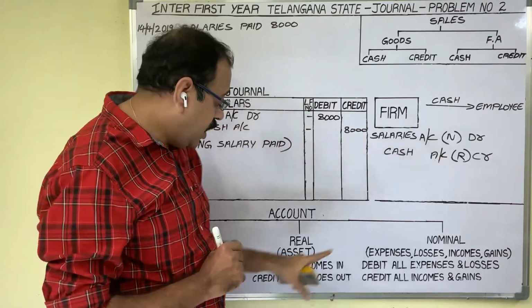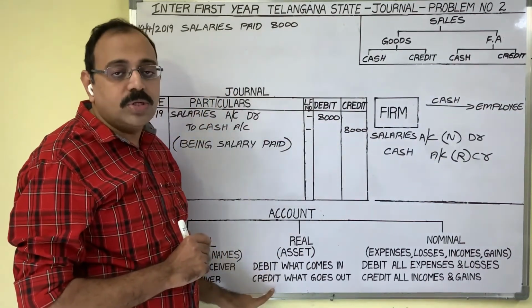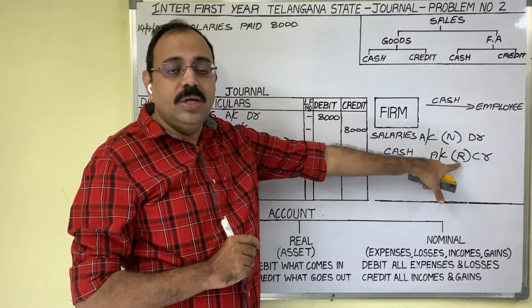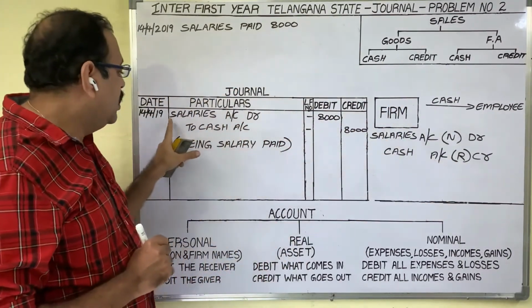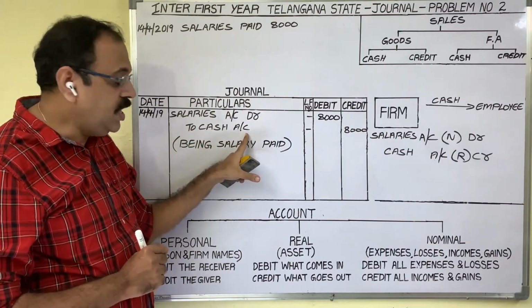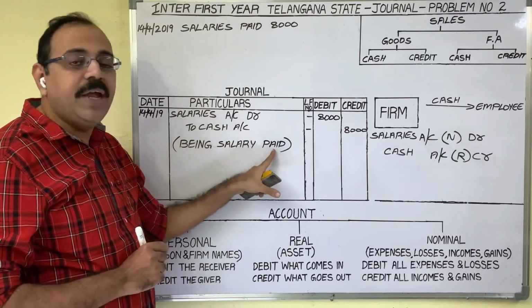Real account rule, debit what comes in, credit what goes out. Cash is going, so credit cash account. Then the final entry is salaries account debit to cash account. Narration is being salary paid.